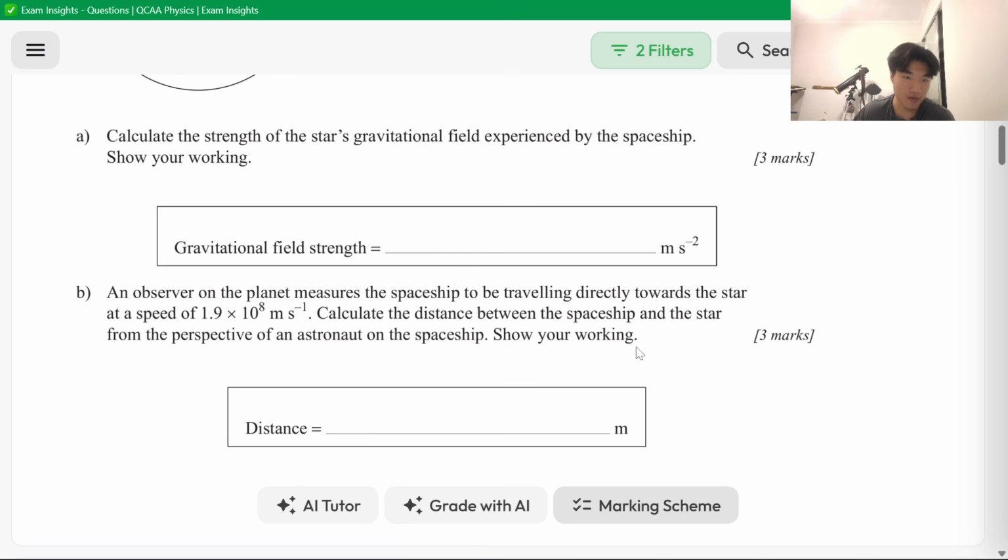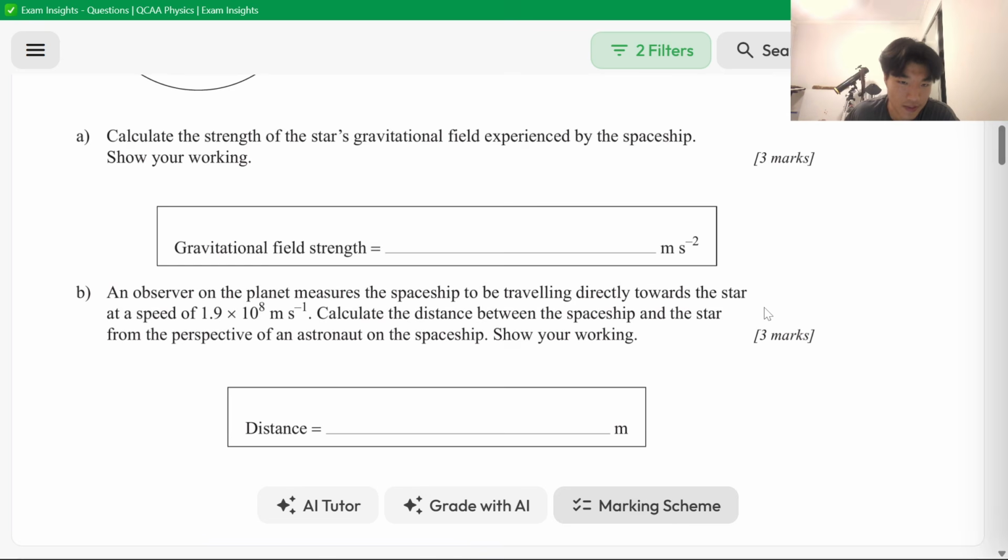Okay. I mean, to be honest, if they penalize you for wrong significant figures, I feel like that's just dumb. Like, why? Like, what? You know?